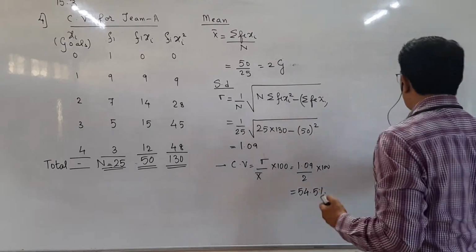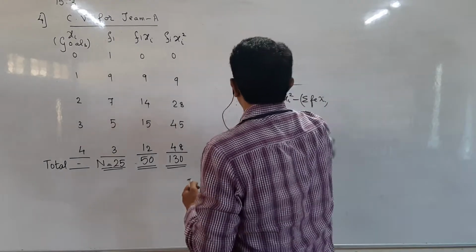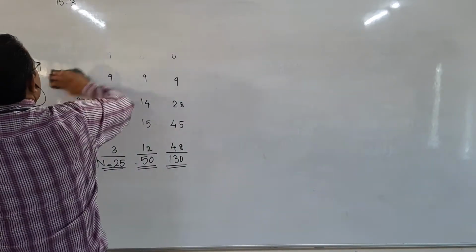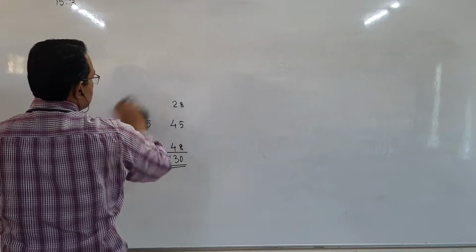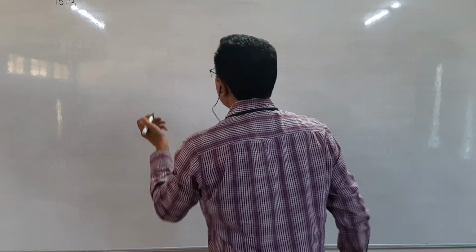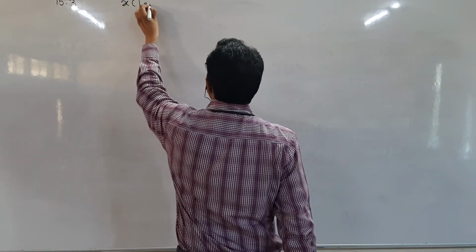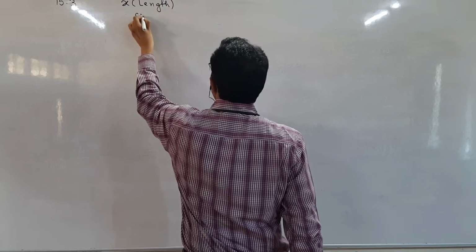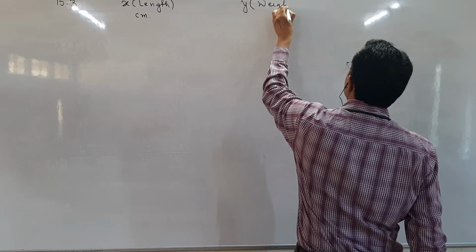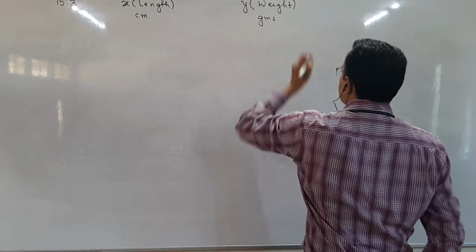Now students, we will go for sum number 5 and complete the exercise. Sum number 5. Now all of you please concentrate and try to understand the data for the fifth sum. X denotes the length and Y denotes the weight in kg for 50 saplings in a nursery. So here we write X is length in centimeter and Y is weight in grams. This is for saplings.